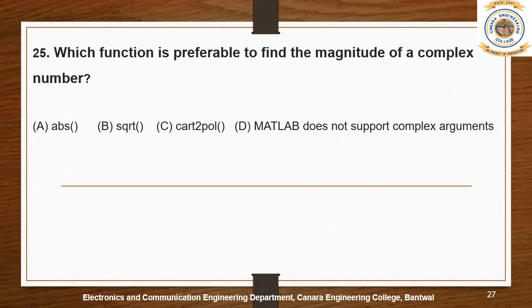Which function is preferable to find the magnitude of a complex number? Option D is incorrect because MATLAB does support complex arguments. Cart2pol, we don't have such a MATLAB command, I guess, whereas sqrt is used to find the square root. So this option A is for finding the absolute value of a complex number. So therefore the answer is option A.